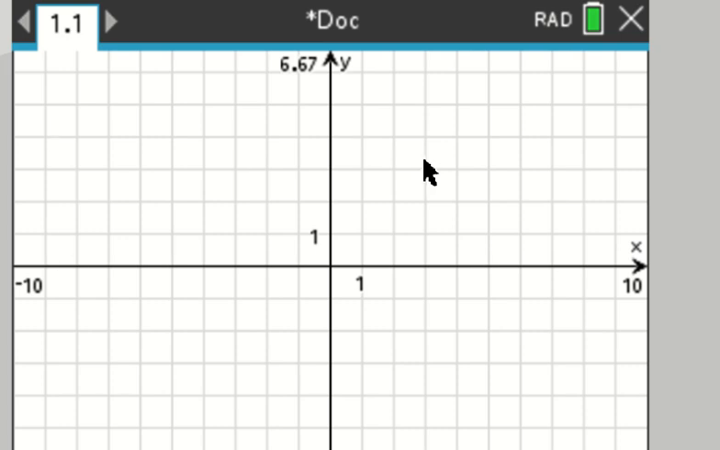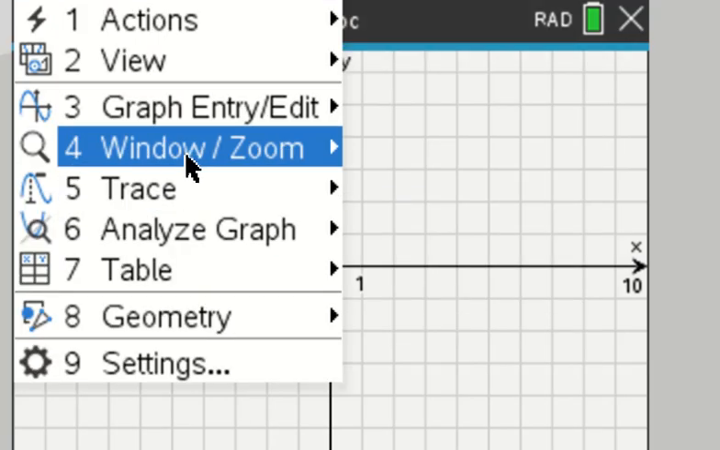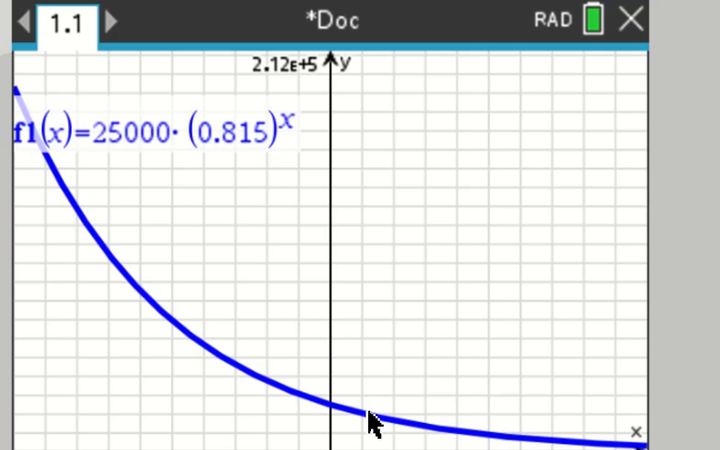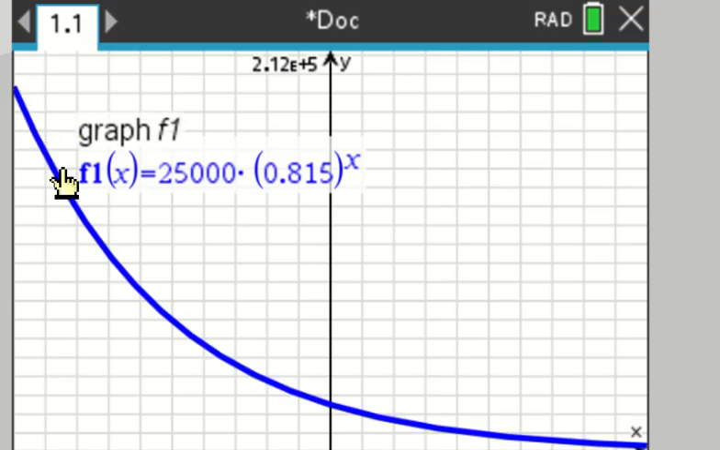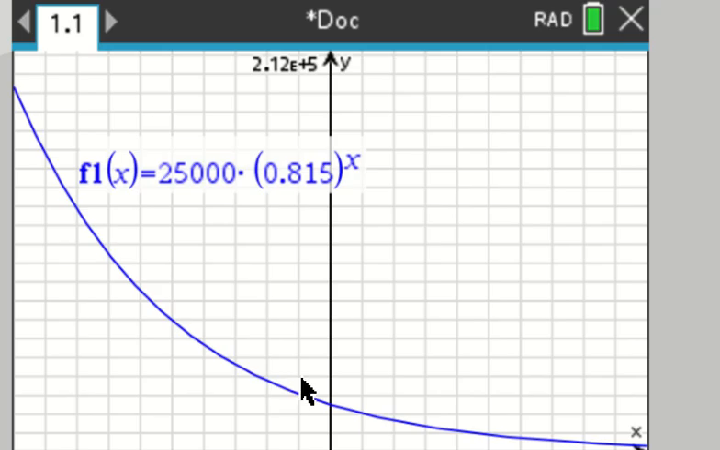Now, we don't see a graph here because we're starting at 25,000. My graph goes up to 6. So if I do menu for letter A, this is our function. And notice it's going down because my value is decreasing. So we can use the function process in our calculator. All this is connected. So my graph page will be connected to my calculator page.